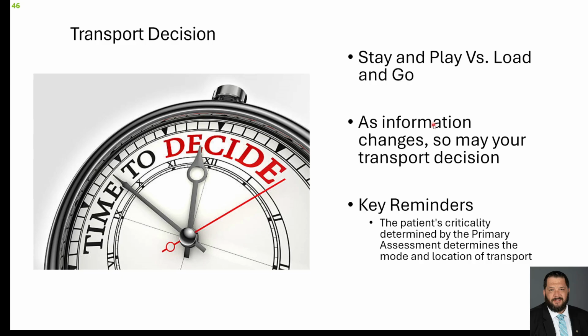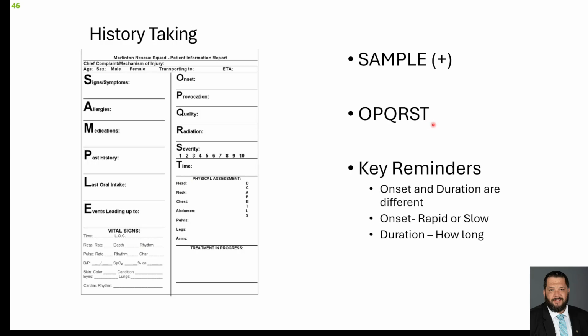Okay. So just kind of as a reminder here, you're going to make your transport decision based on your primary assessment. Now, that moves us into the other two phases, history and secondary assessment, which is the next one, can be interchanged around, right? So you may get a sample history first, or you may get your vital signs next, or they may happen at the same time. You may instruct your partner to do one of these or the other.